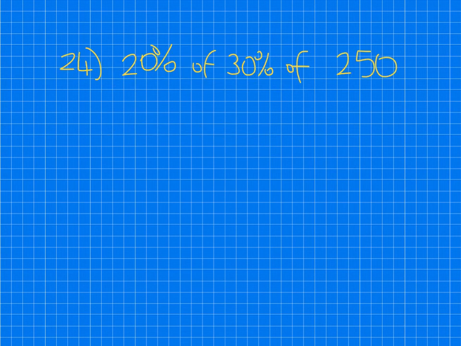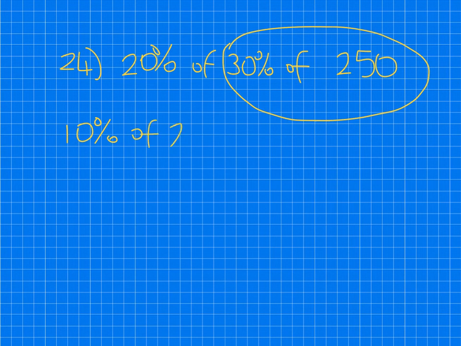Question 24. 20% of 30% of 250. The trick with these is you've got to work from the inside out. The first thing you've got to do is find 30% of 250. Well, 10% of 250 is 25. Therefore, 30% of 250 is 3 times that, which is 75.